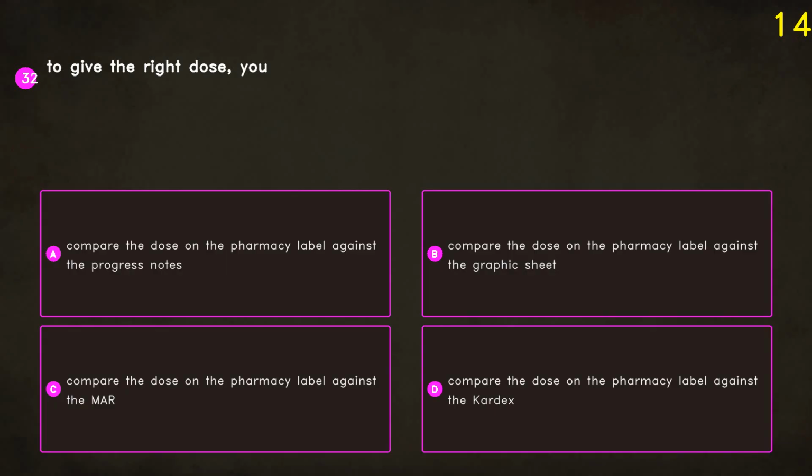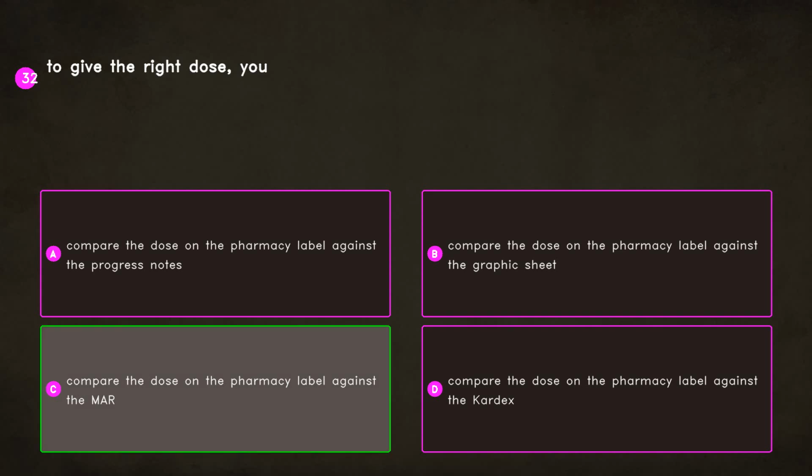Question 32. To give the right dose, you A. Compare the dose on the pharmacy label against the progress notes. B. Compare the dose on the pharmacy label against the graphic sheet. C. Compare the dose on the pharmacy label against the MAR. D. Compare the dose on the pharmacy label against the Cardex. The correct answer is compare the dose on the pharmacy label against the MAR.